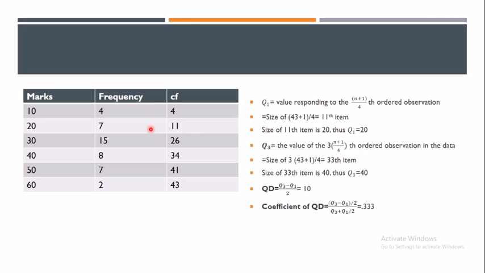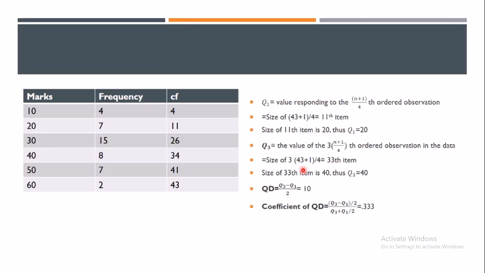Now this is 11, so corresponding to 11 you have 20. That means your Q1 is 20. Next you have to find out Q3. Now what is Q3? The value of Q3 is given by 3 into (n plus 1) by 4th ordered observation.